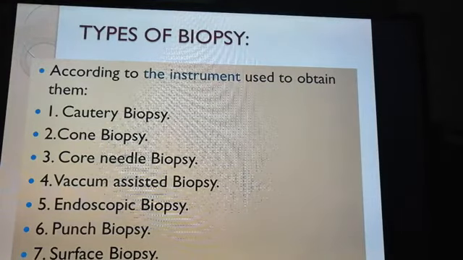Also, we classify biopsy according to the instrument used to obtain them. Number 1, cautery biopsy. Number 2, cone biopsy. Number 3, core needle biopsy. Number 4, vacuum assisted biopsy. Number 5, endoscopic biopsy. Number 6, punch biopsy. Number 7, surface biopsy.